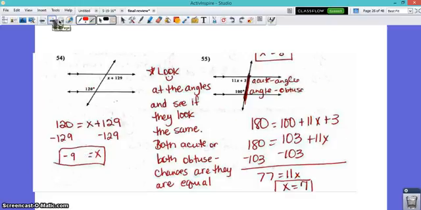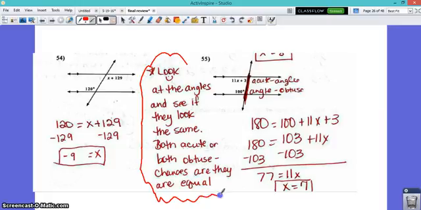Okay, 54. Again, look at the angles and see if they look the same. If they're both acute or both obtuse, chances are they're equal to each other. So this right here is obtuse, and this is obtuse, and they are equal to each other. Now look right here. These are on the same line, which means that these are equal to 180. So what you're going to do is take these two and have them equal to 180.